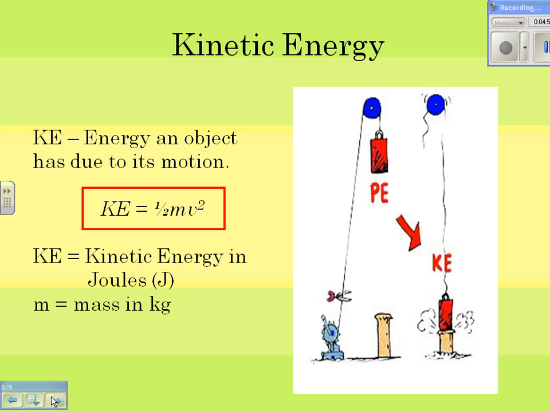M is our mass in kilograms again, and v is our old friend velocity in meters per second. Now notice that that's velocity squared. So you would take that velocity, square it first, and then multiply by m and 1/2 to find the kinetic energy.